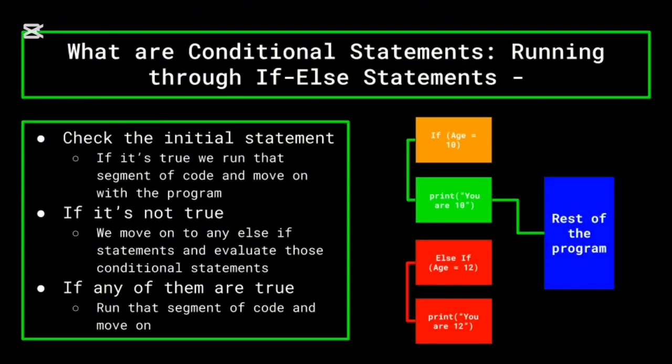If it's good, then we run all of the code within that if statement's curly brackets and move on with our program. If the initial if statement is not true, we then move on to any else if statements and evaluate if those conditional statements are true. We can have as many else if statements as we want, although this could lead to clutter amongst your code, so we'll talk about some alternatives later to help this out.